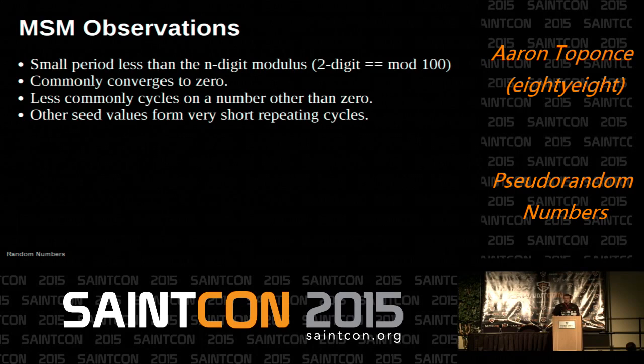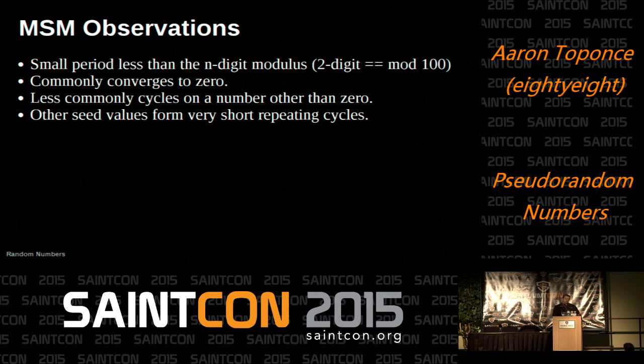A less common scenario is converging to a number other than zero. Say, for example, 50. 50 squared is 2,500. The middle numbers of 2,500 are 50. So we'll get stuck on 50. The same for 10 and some others. These two failures make up the bulk of the failures for the middle square method.